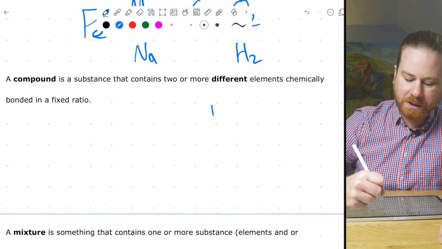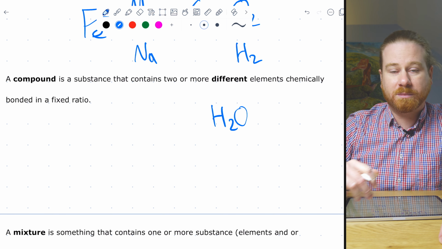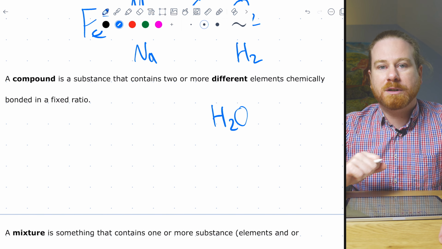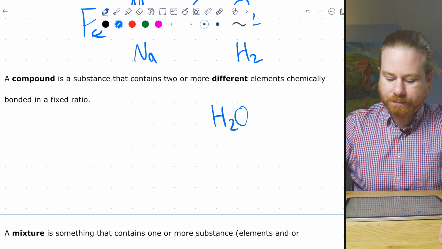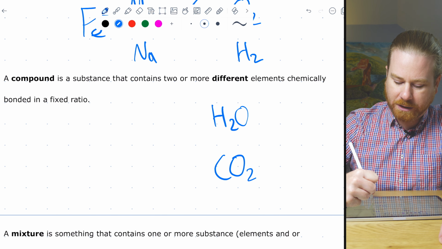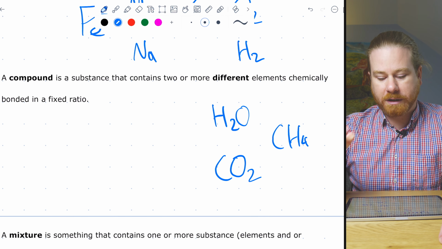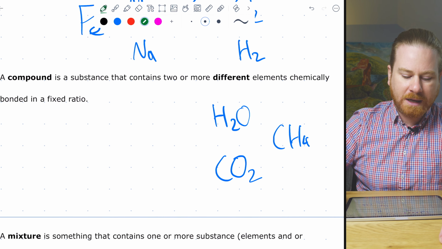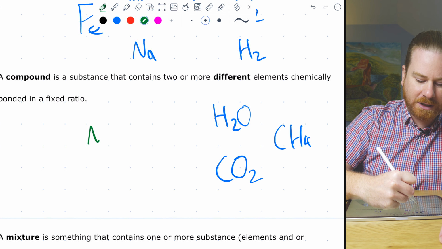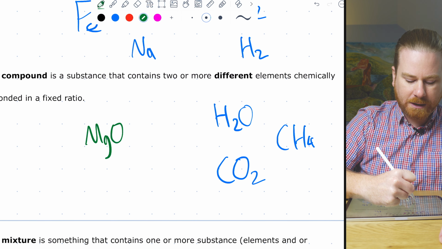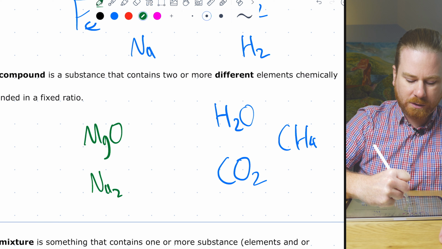If we look at something like water, water is made up of oxygen and hydrogen. The properties of water are very different to the two gases that make it up. We've also got other compounds like carbon dioxide and methane. These are non-metal compounds. And then some metal compounds: we could have magnesium oxide and sodium oxide.